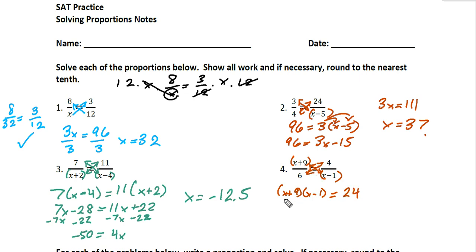So when we FOIL, we've got to multiply the first terms together. That gives us x squared. The outer terms will give us negative 1x. The inner terms, 9x, and then the last two terms, negative 9. All right. Now it's time to combine some like terms. So we've got x squared plus 8x minus 9 equals 24.